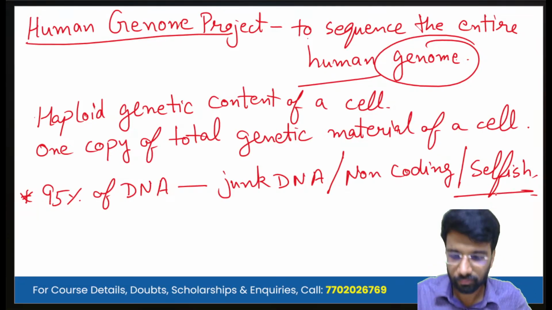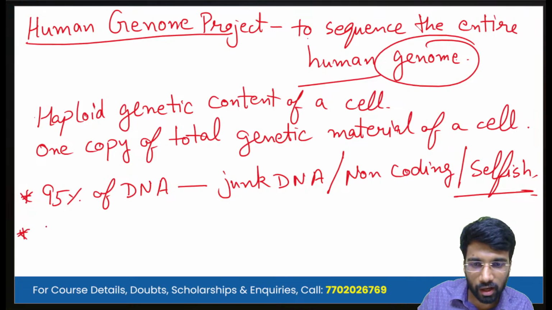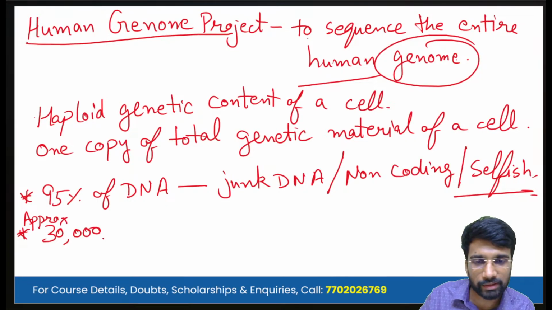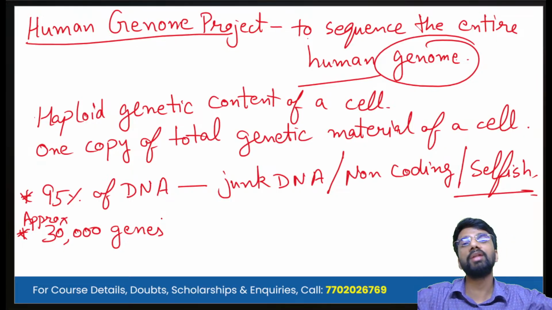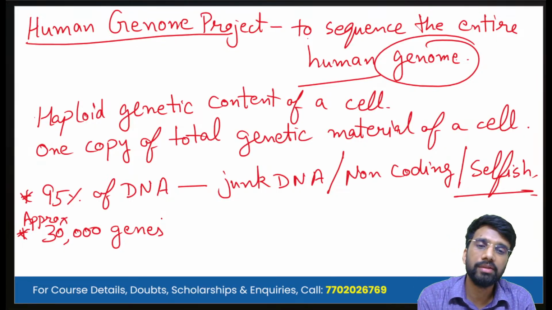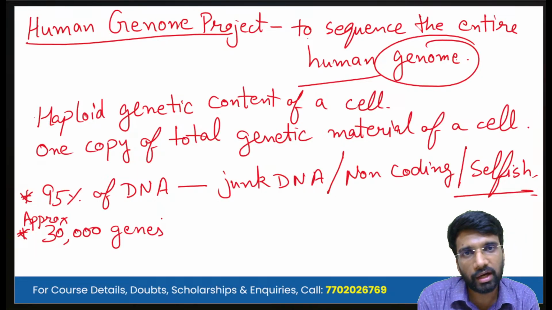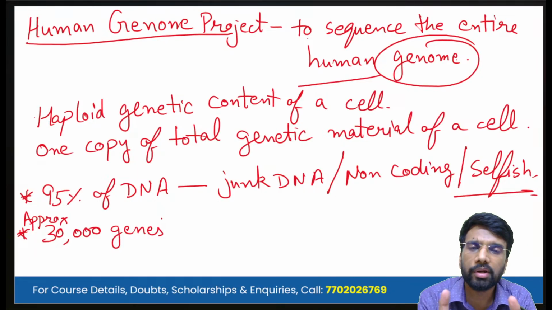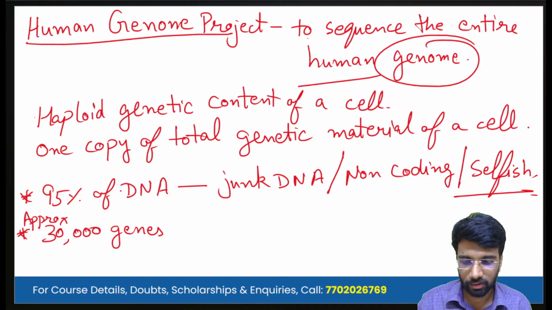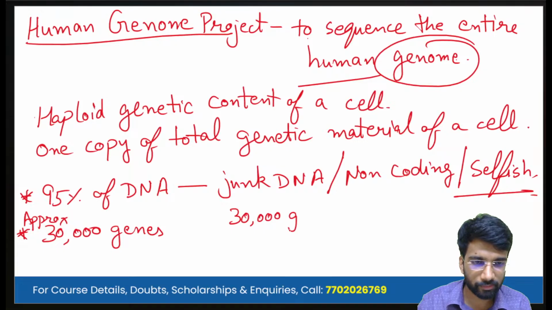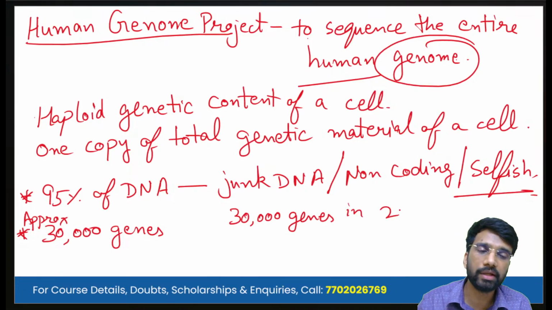There is another thing: approximately 30,000 genes are there in the complete genome. So in the entire length of the human DNA, there are only 30,000 particular sequences that are functional or coding for something useful in the body. So we have 30,000 genes in 23 chromosomes.